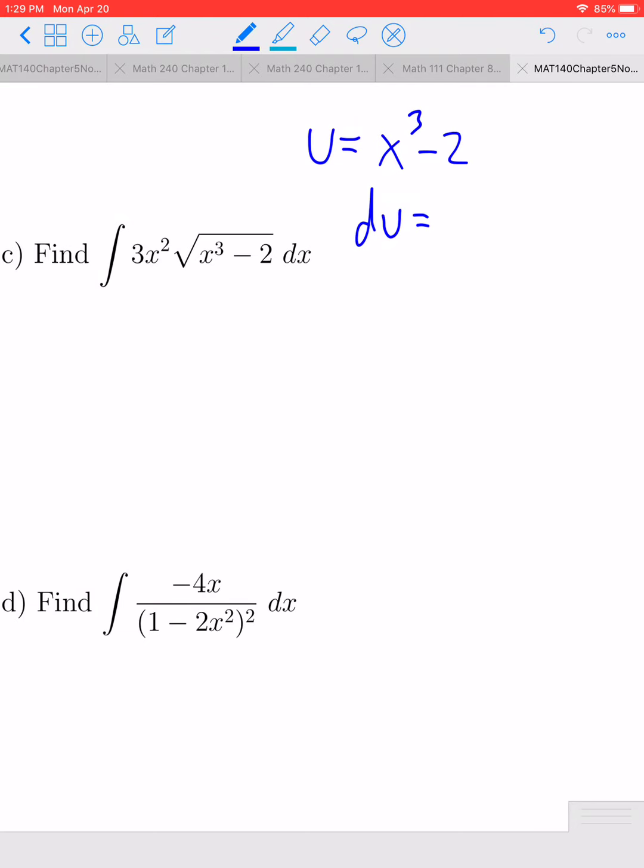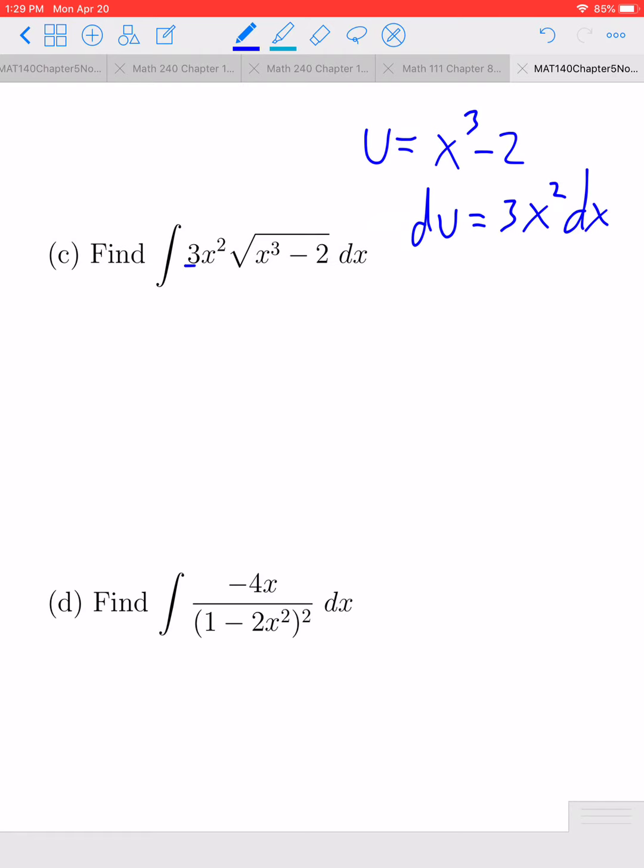Our du is then going to be 3x squared dx. This works out fantastic because that's exactly what else we have in terms of the inside of the integrand. Under the substitution, we're going to get the square root of u, swapping out my x cubed minus 2 for u, and then the 3x squared dx will simply give us du.